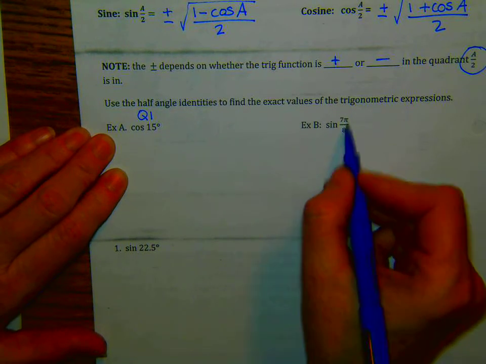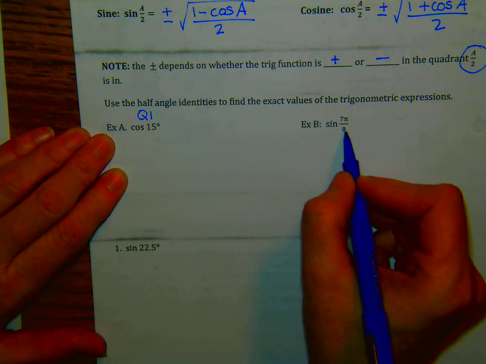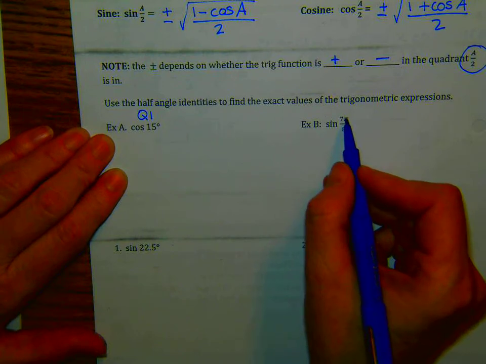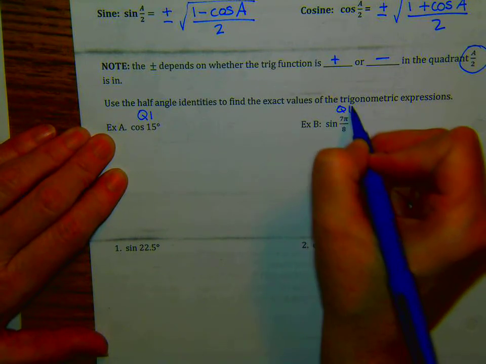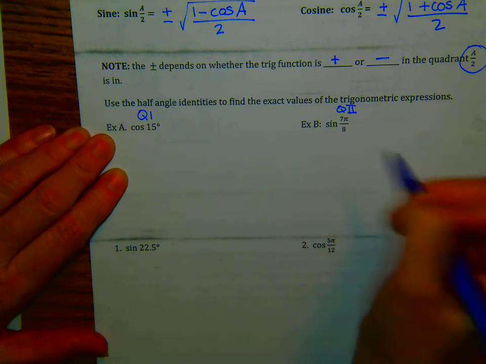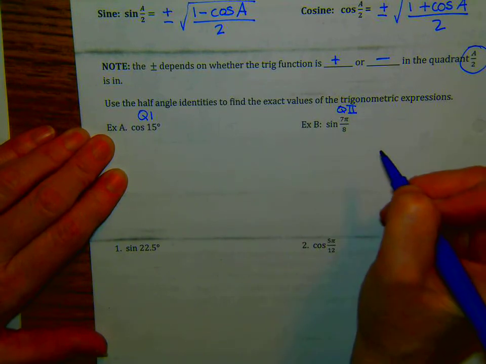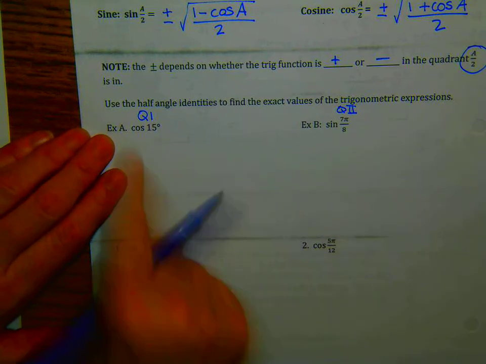The sine of 7 pi over 8, we're solving for that. This is the half angle. It is in quadrant 2, and the sine is positive in quadrant 2, so this will also be a positive angle. Okay? All right, let's keep going.